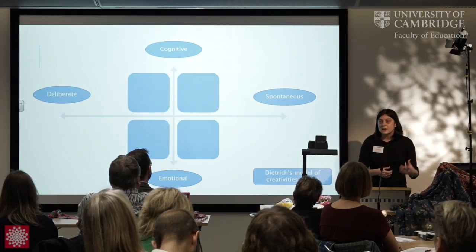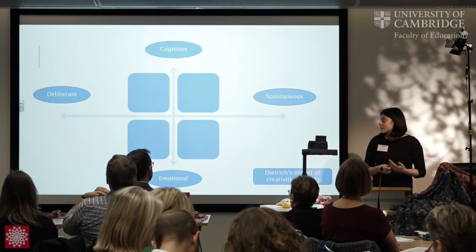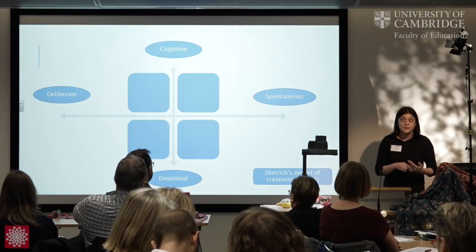I want to tell you about a model that's commonly used in psychology and neuroscience, which is Dietrich's model of creativity. I'm not sure whether you're familiar with it or not. But he talks about these two dimensions, these two tensions in the creative process: from the cognitive to the emotional, and from the deliberate to the spontaneous.